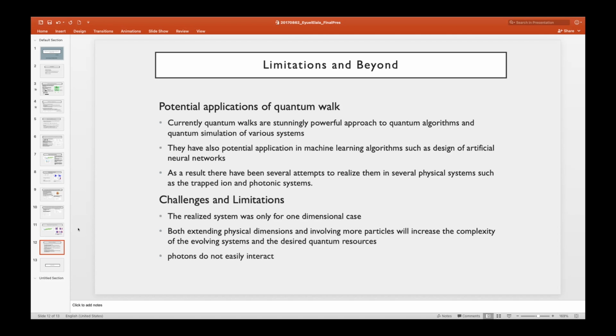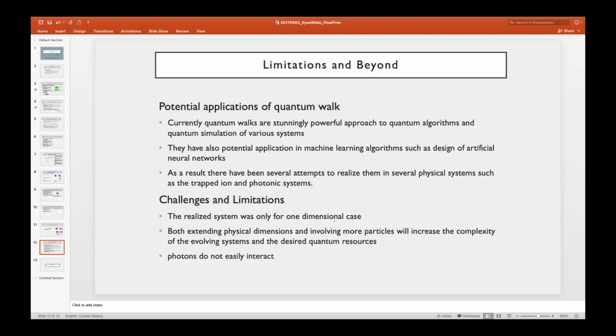So finally, limitations and challenging parts of this experimental realization of the SIC POVM. What is good about this is that quantum walks are a stunningly powerful approach for quantum algorithms, and they have a wide range of applications, even in machine learning algorithms. But there is a problem in physically realizing them.